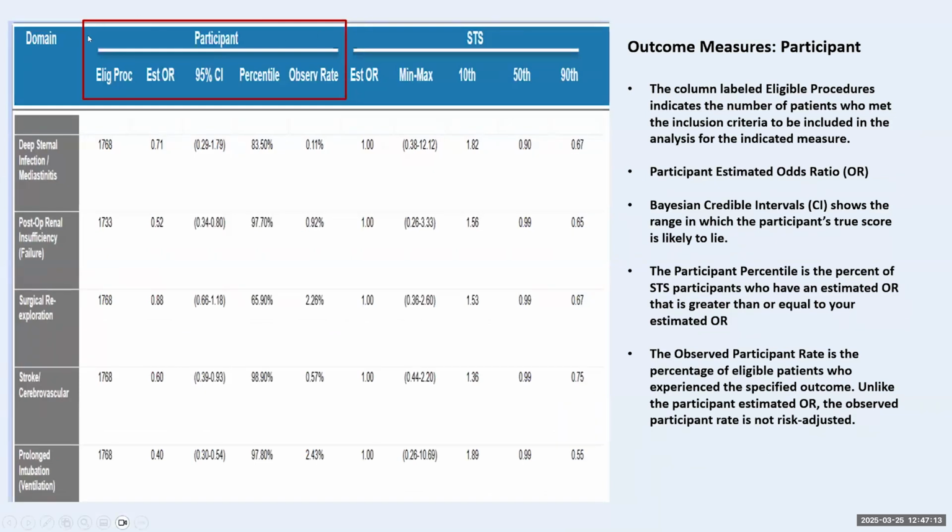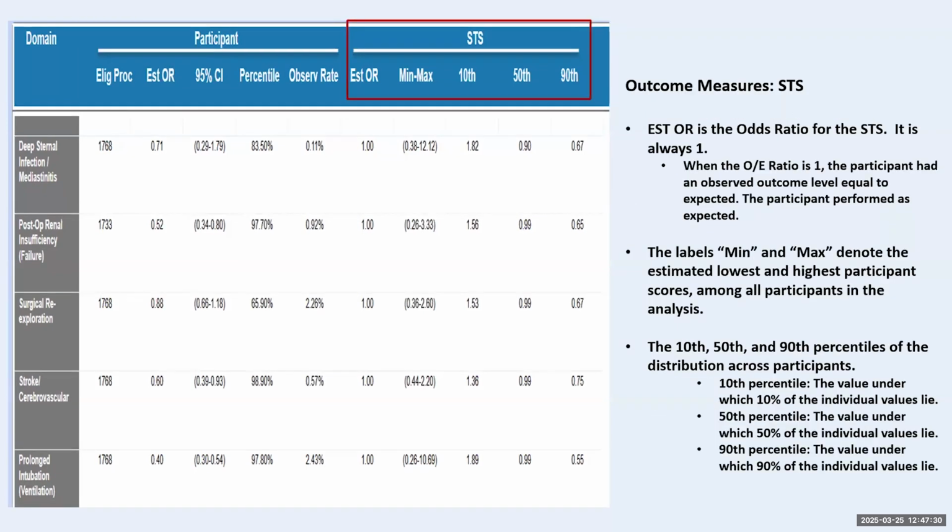Again, this layout is very similar. We have the odds ratio. I'm not going to go through all of the different sections, but I wanted to provide this for reference since we've already talked about what these things mean. Again, the same thing with the STS. So you've got their estimated OR, they're always 1. They're always going to be 1. And then the min max column and the 10th, 50th, and 90th percentile column.